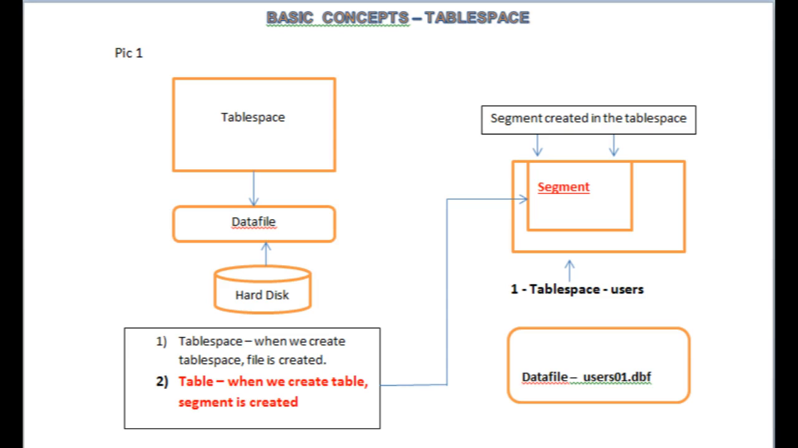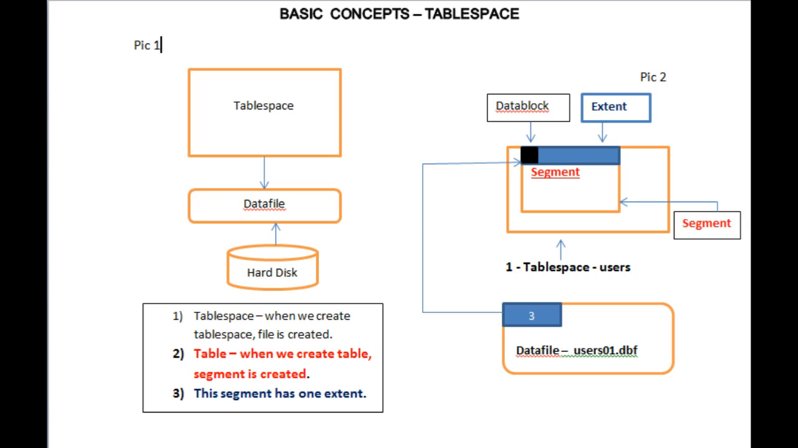Just look at the pic on the screen. When we create table, a segment is created. Segment gets a piece of space which is allocated from data file. Okay, you can see on the screen that there is a table space and there is a data file below. So table space is a logical structure and data file is a physical structure.